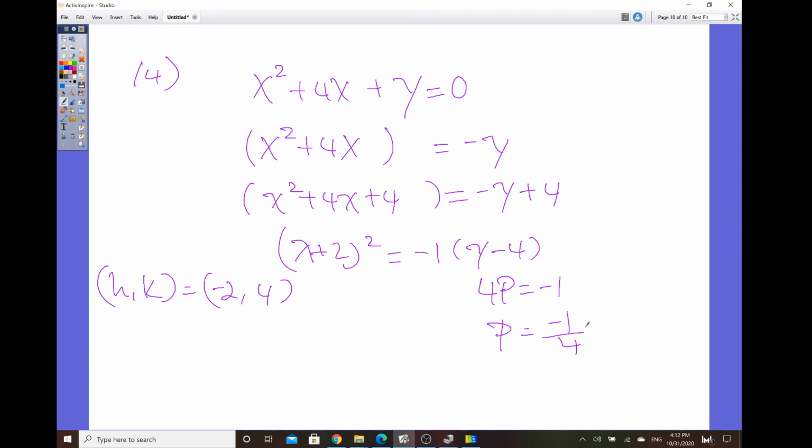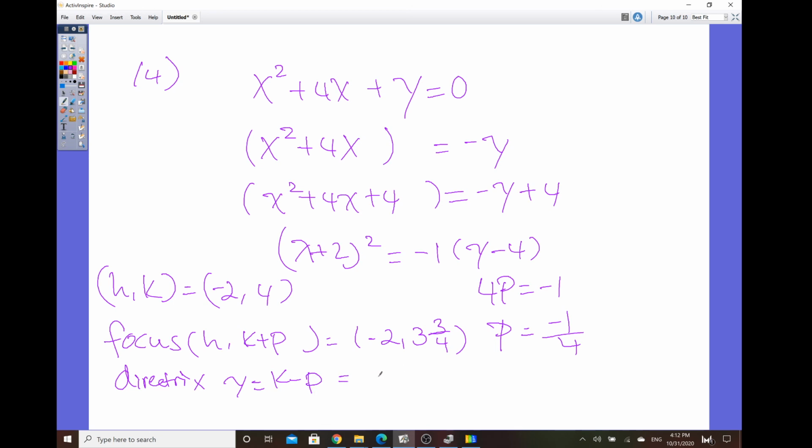It's a fraction again. We do know that it's a vertical parabola. So for the focus, it's h comma k plus p, which is negative 2 comma 4 plus negative 1/4. So 3 and 3/4. And then the directrix will be y equals k minus p. So k, 4 minus negative 1/4, which is 4 and 1/4.